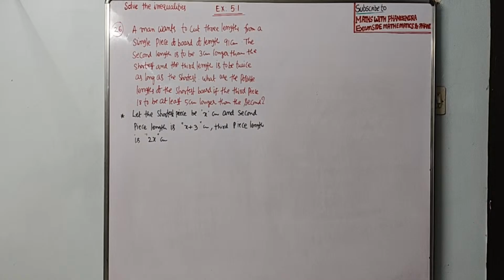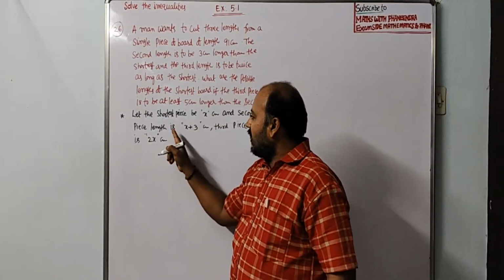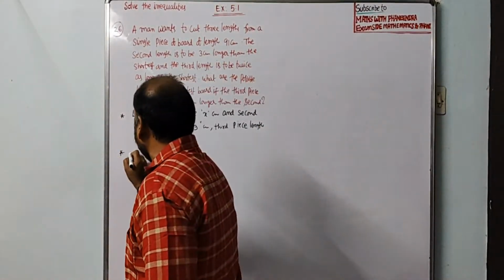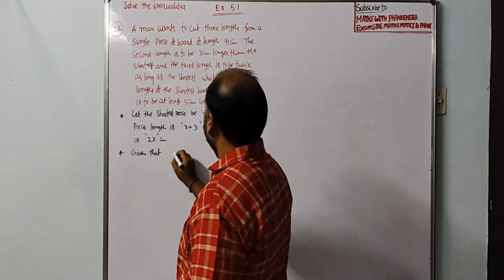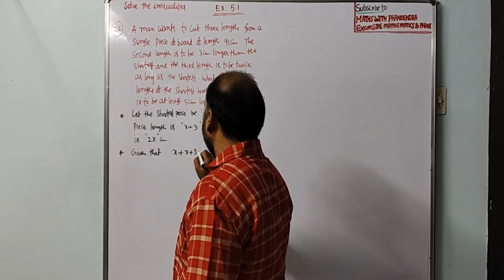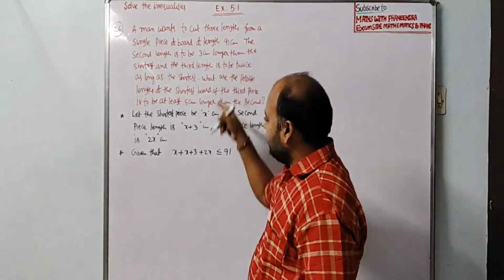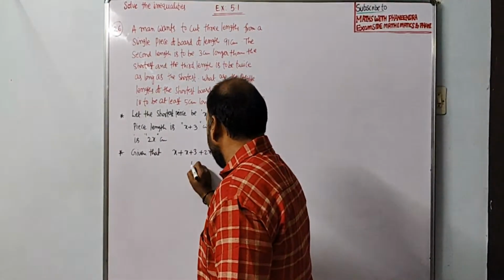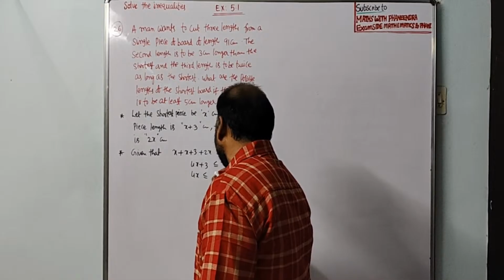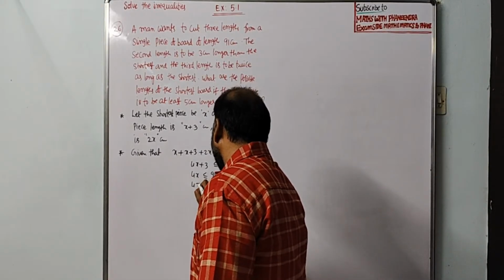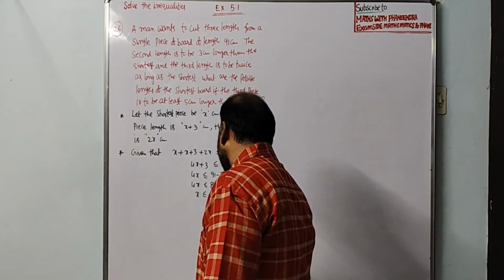What are the conditions? First one is the length of the pieces. 3 lengths are there, so adding these 3 sides, given that x plus x plus 3 plus 2x, the sum of these 3 is less than or equal to 91. This is one case. So 4x plus 3 is less than or equal to 91. 4x is less than or equal to 91 minus 3, so 4x is less than or equal to 88, x is less than or equal to 22.